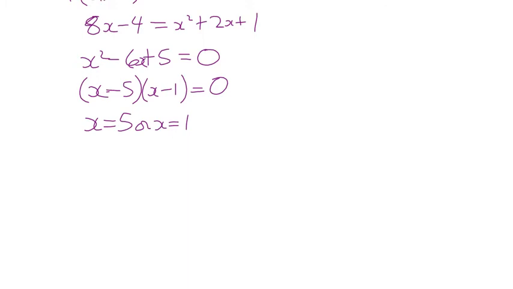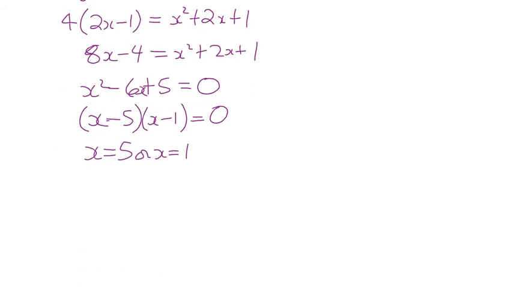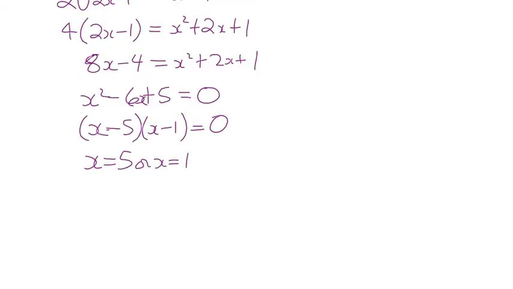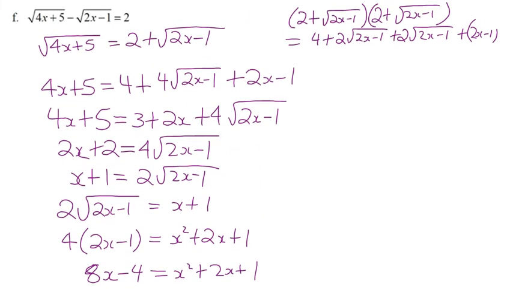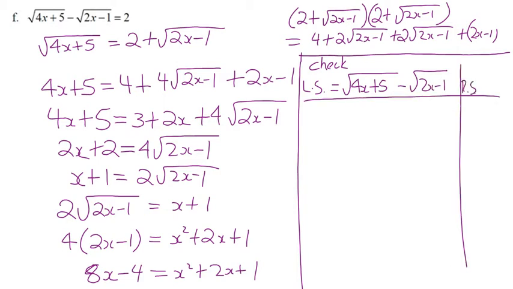We've solved, but we know that when we solve absolute value equations or radical equations or rational equations, the solution method will sometimes introduce non-permissible values or extraneous roots. So we've got 5 and 1. I'm just going to move back up here so we can check. Okay, so here's the check. The left side is the root, right? And we're just leaving the left side as it is, minus root 2x minus 1. And the right side is pretty easy. That's just equal to 2.